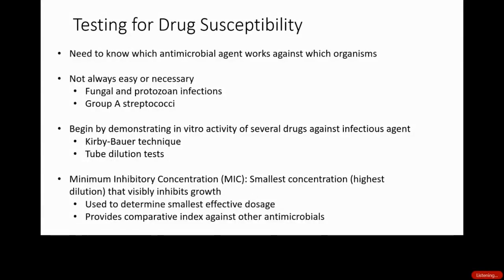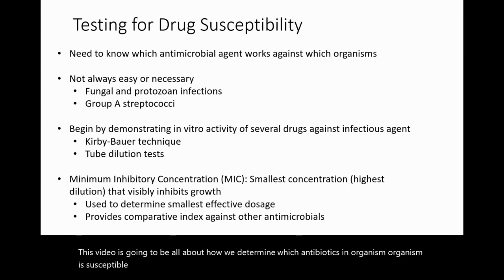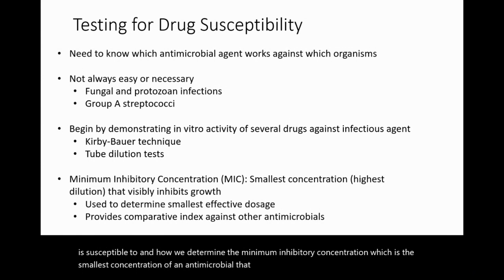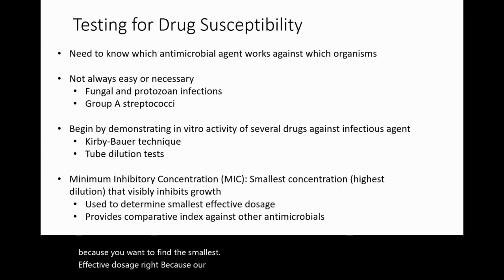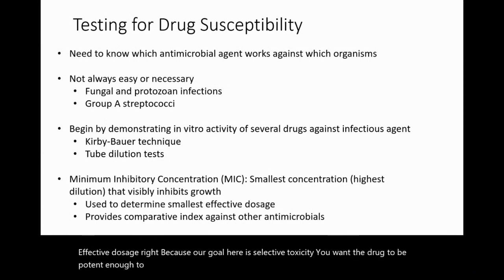This video is going to be all about how we determine which antibiotics an organism is susceptible to and how we determine the minimum inhibitory concentration, which is the smallest concentration of an antimicrobial that visibly inhibits growth. And that's important because you want to find the smallest effective dosage, right? Because our goal here is selective toxicity. You want the drug to be potent enough to harm the target, the bacteria, but not potent enough to cause serious side effects to the host.